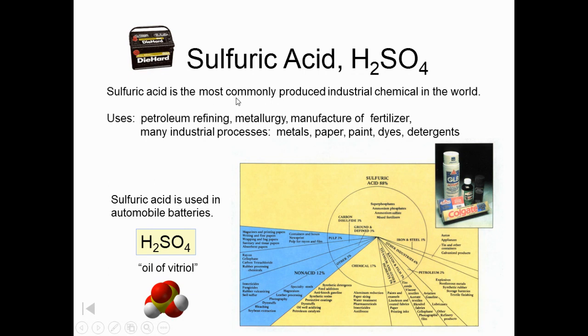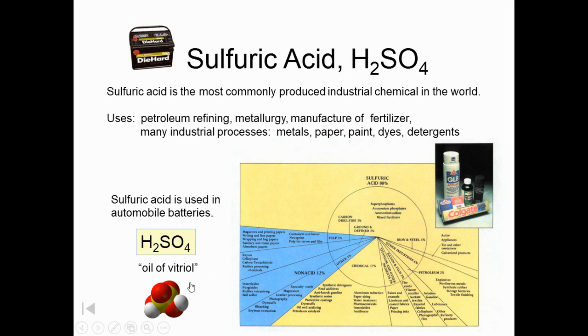It's the most commonly produced chemical in the world. It outsells the next 5 chemicals by itself. It's used in basically all industries, from oil refining to metallurgy to the manufacture of fertilizers to the process of making paper and metals and dyes and detergents. It's just a very, very useful acid.